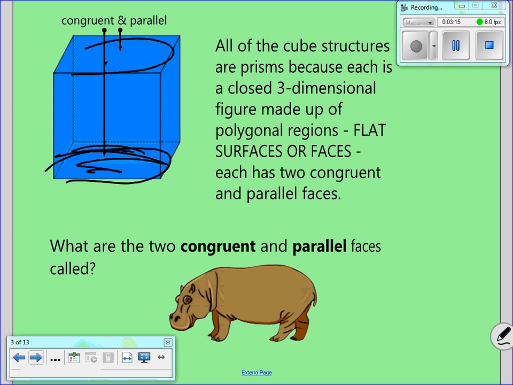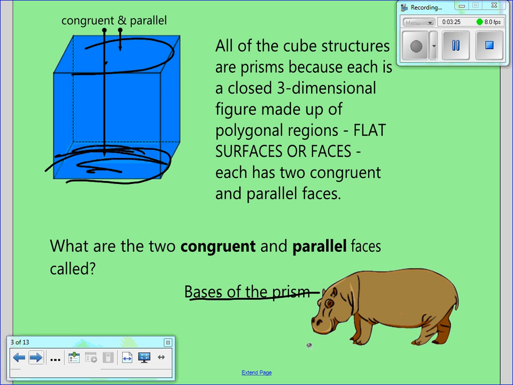What are the 2 congruent and parallel faces called? They are called, oops, as I draw a line through them, they are called bases of the prism.